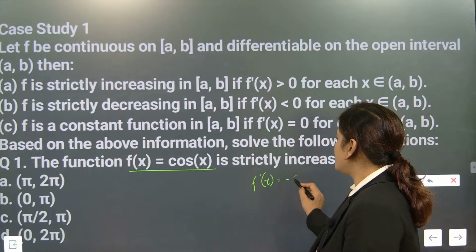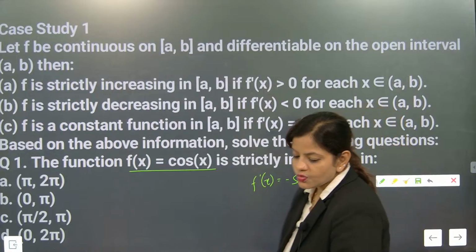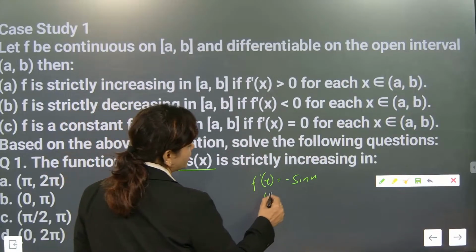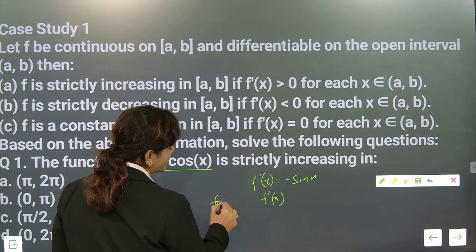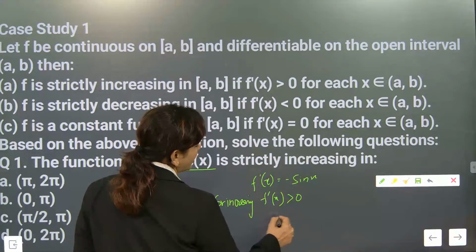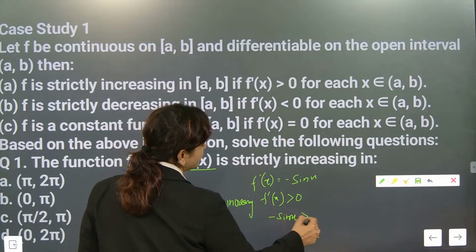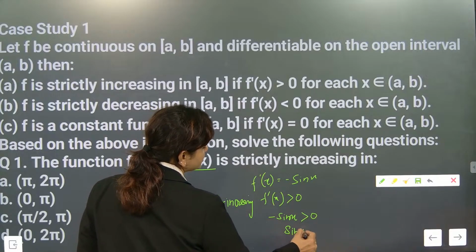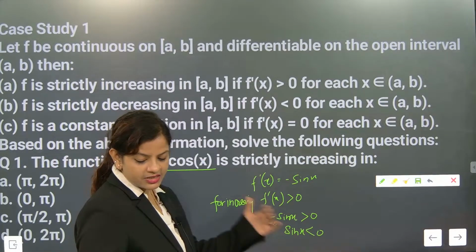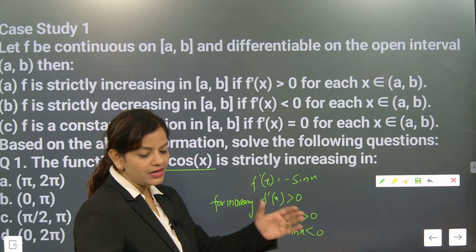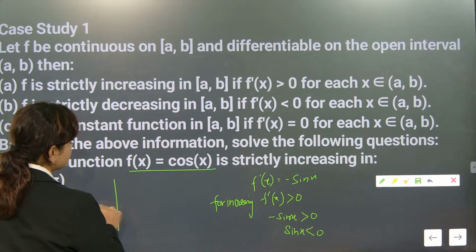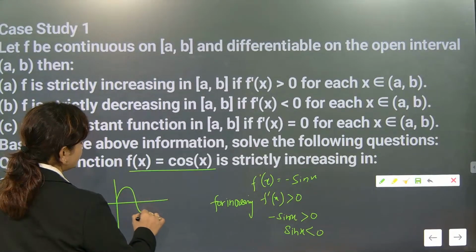So this part will become minus sin x. Correct? So once you are writing minus sin x, what does that mean? For an increasing function, f dash x should be greater than 0. So here, minus sin x is greater than 0. That means sin x is coming less than 0. So exactly when sin x is less than 0, we need to check. When sin x is less than 0, we'll see this part.